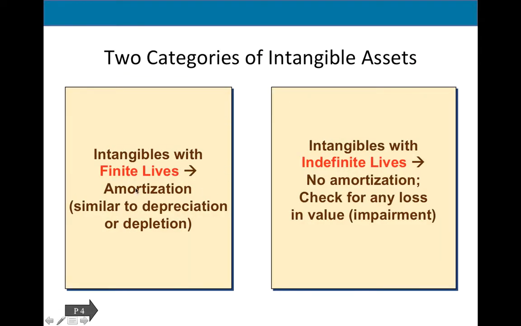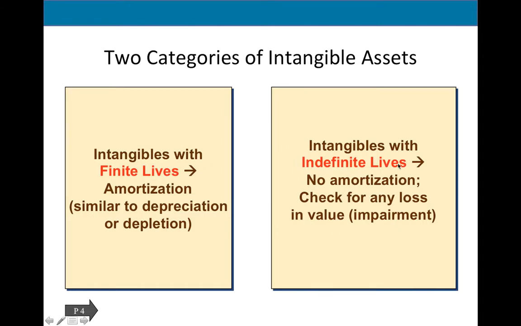So some of the intangibles have finite lives, such as copyrights or your franchising agreement, your leasing agreement, which has a specific life established by the contract. So if they have finite life, we will amortize them. So instead of the word depreciation, we will use the word amortization. If the intangibles have indefinite lives, such as for example goodwill, we will not amortize them, but we will check them annually for any loss of value. And if there is any loss in value, called impairment, we will have to journalize this.